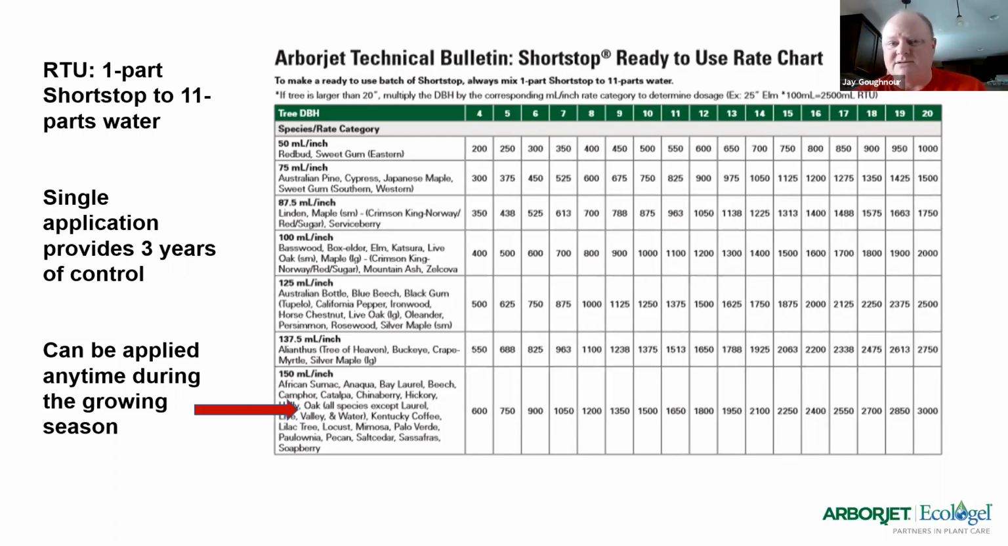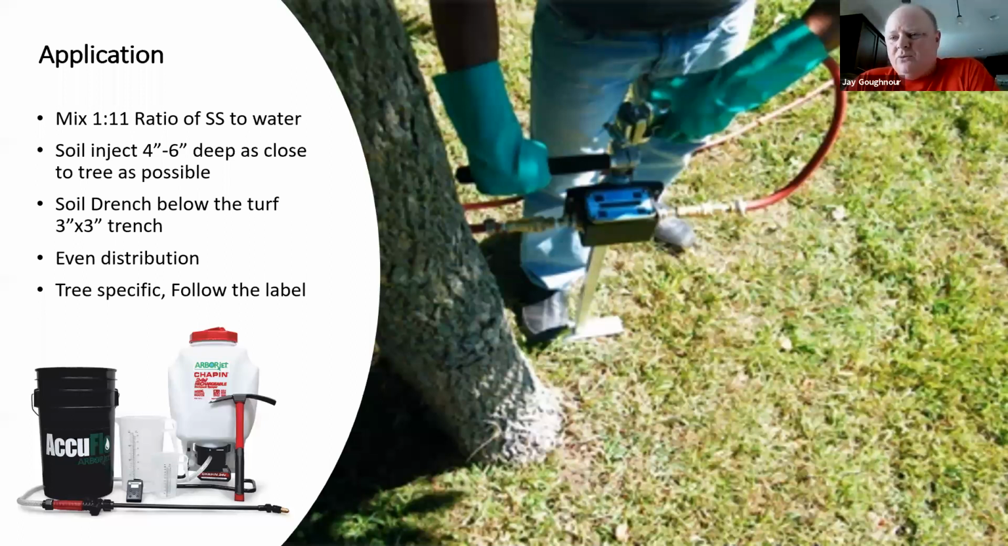But follow the rates on this. So the shortstop is very tree specific, so different rates for different trees. And so we want to make sure you're following the label and following the recommendations, and you'll have some really good success. This one's applied to the soil, like I said, so we're not injecting it in the tree like we're doing with the Propizol. So this one's going to the soil.